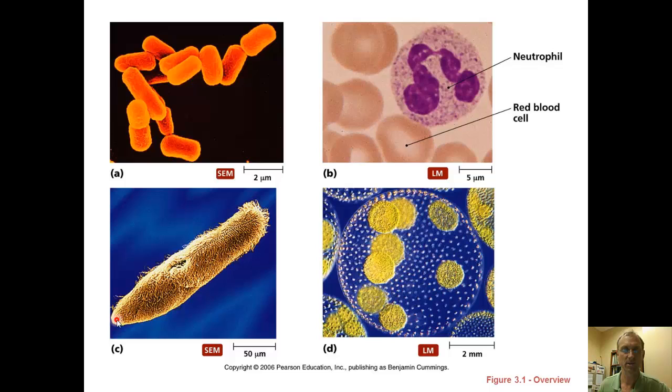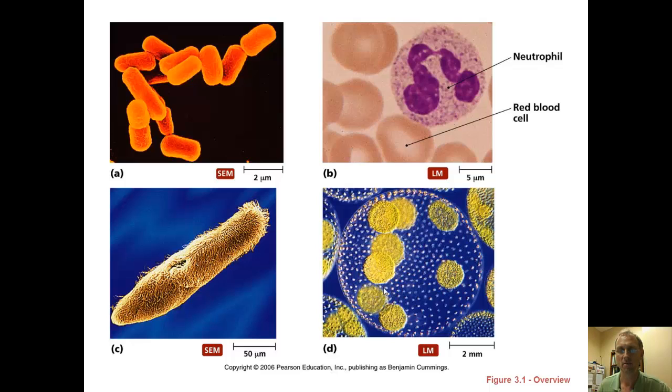Over here in C, we see a very long cell. If we were to gauge its length, we'd probably guess that it was on the order of around 200 micrometers in diameter. This is almost certainly a eukaryotic cell. And then finally in D, a humongous organism.